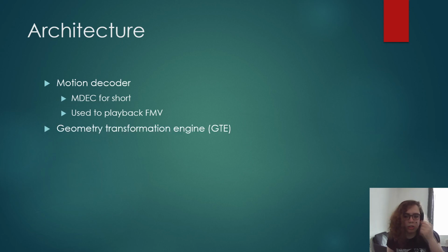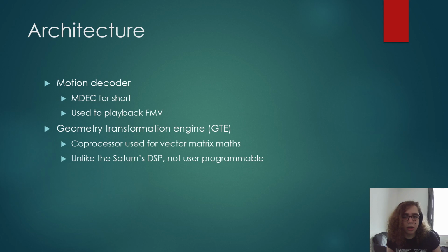So the next chip is the Geometry Transformation Engine, or the GTE. The GTE is pretty straightforward. It's just a coprocessor for vector matrix maths. Unlike the DSP from before, though, it's not user programmable, which makes it so much easier, because you're not at any point having to specify how it should do stuff. You just know it's going to do this bit of matrix maths for me, and that's it. So it's a lot easier to use.